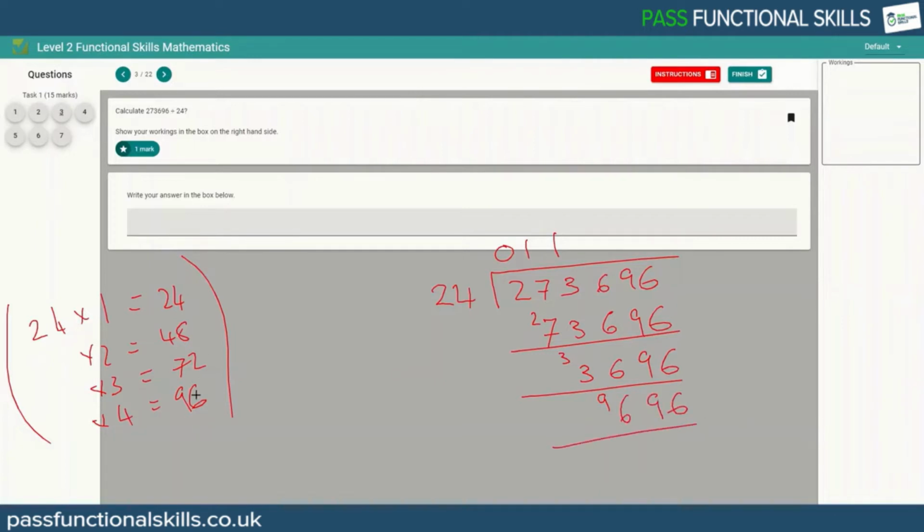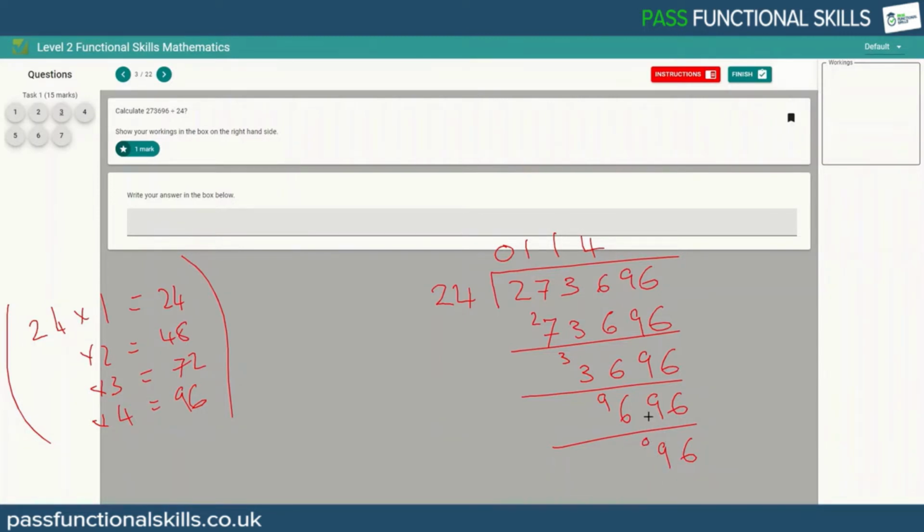So this is where the table comes in handy, just to make it quicker to see how many times 24 goes into 96, which is exactly 4. So we write 4 up here, carry a 0 down, as there's no remainder, but it's helpful to remember that. 0, 9 and 6.